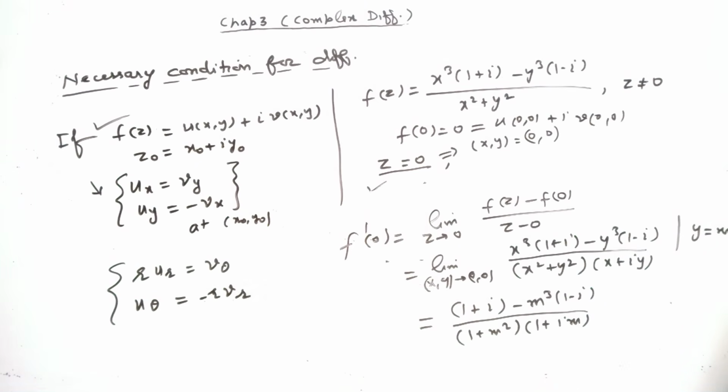So this limit does not exist, means the function is not differentiable. So this example shows that merely existence of CR equations doesn't guarantee differentiability. Okay, so be careful. So what is the result with CR equations that guarantees differentiability?